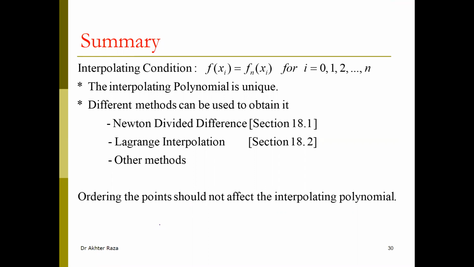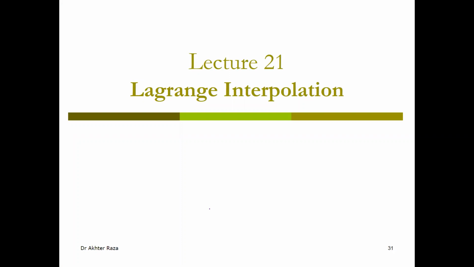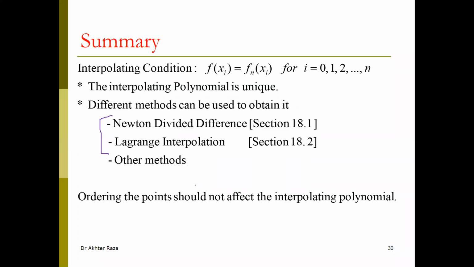Now, the interpolating conditions for f(xi) of an nth order polynomial: the interpolating polynomial is unique. Different methods can be used to obtain it. We can use divided differences, we can use Lagrange interpolation, and we can use other formulas as well. Lagrange interpolation and Newton divided differences are both equivalent. You can see this in section 18.2, Lagrange interpolation, and Newton divided differences which is in the previous slide. Ordering of the points should not affect the interpolating polynomial. The interpolating polynomial remains the same. It is not affected by changing the order. The Lagrange interpolation can be seen in the next slide.